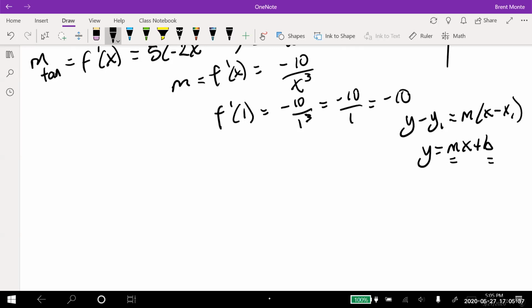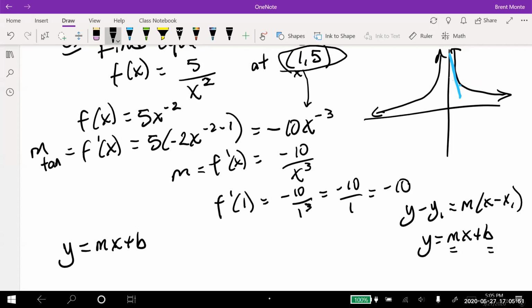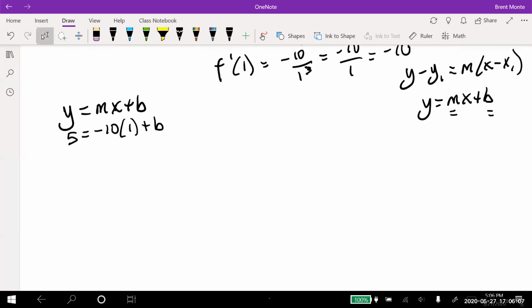They gave me a point (x, y), I'm just going to plug those in. So I'm going to do it this way, y equals mx plus b. We just found that m was negative 10. They gave us the point up here, (1, 5). The 1 is the x, the 5 is the y. I just plug those in. So the y was 5, the slope we just found to be negative 10, the x was 1, and I'm trying to find b. So 5 equals negative 10 plus b. Then we just add the 10 to both sides. We get 15 equals b.